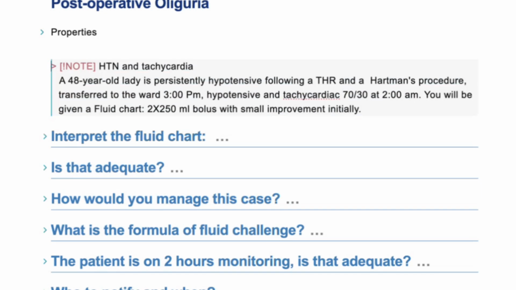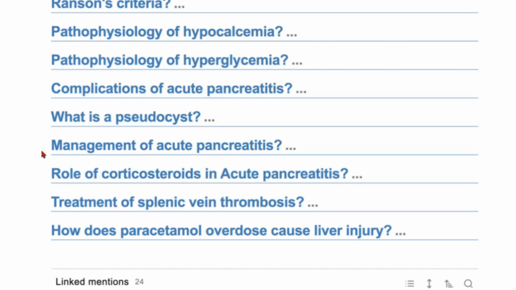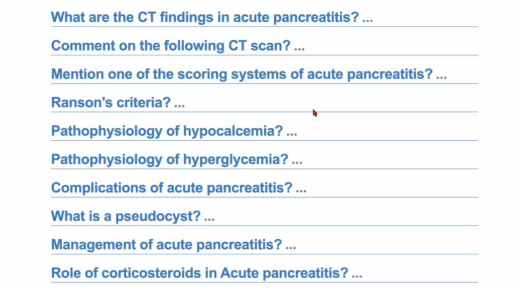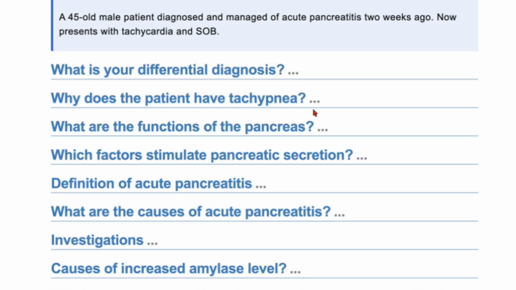Let's do pancreatitis. It's a relatively long scenario. It's not necessarily that all the questions will come up in the exam. I think they have added so many other questions, and I'm not sure if they've come up before, but we're going to go through them anyway. You have a 45-year-old male patient diagnosed and managed as acute pancreatitis 2 weeks ago, and now the patient presents with tachycardia and shortness of breath.